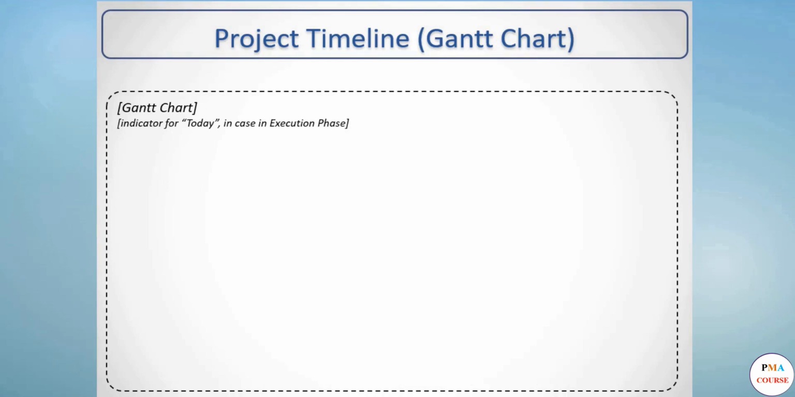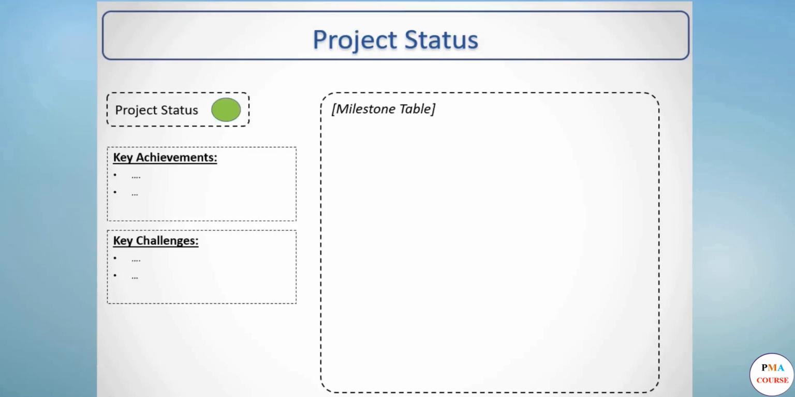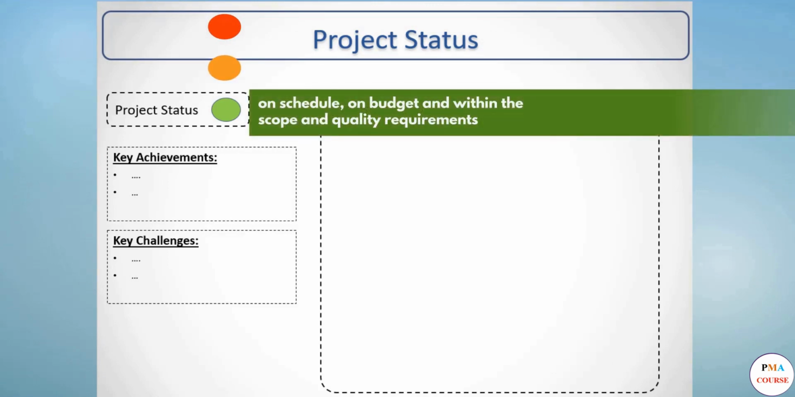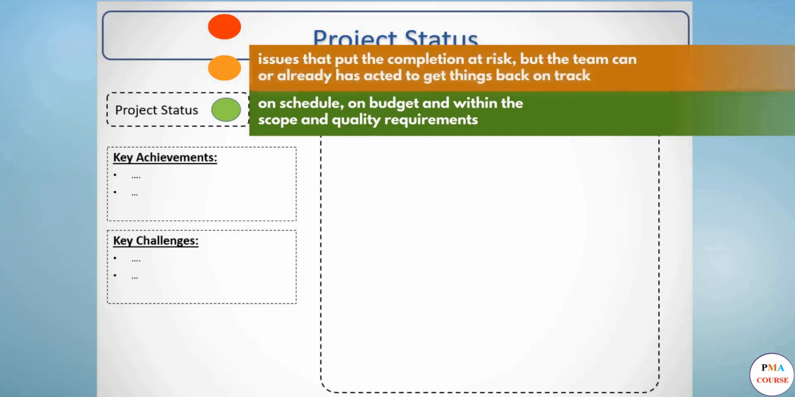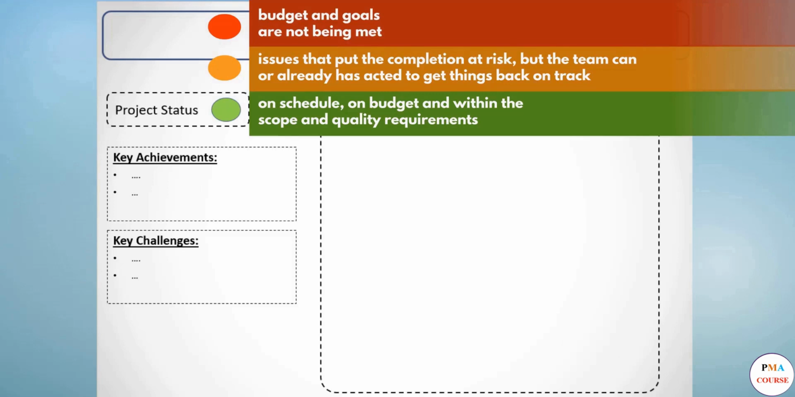The project status can be indicated with a red, amber, green scale. Green means that everything is on schedule, on budget, and within the scope and quality requirements. All is good to continue. Amber means that there are issues that put the completion at risk, but the team can or already has acted to get things back on track. Red is when things have gotten bad. Overspending or goals not being met mean that the project manager needs to reach out to the sponsor and stakeholders for support. Perhaps even rethinking the project plan and or rebalancing the triple constraint.